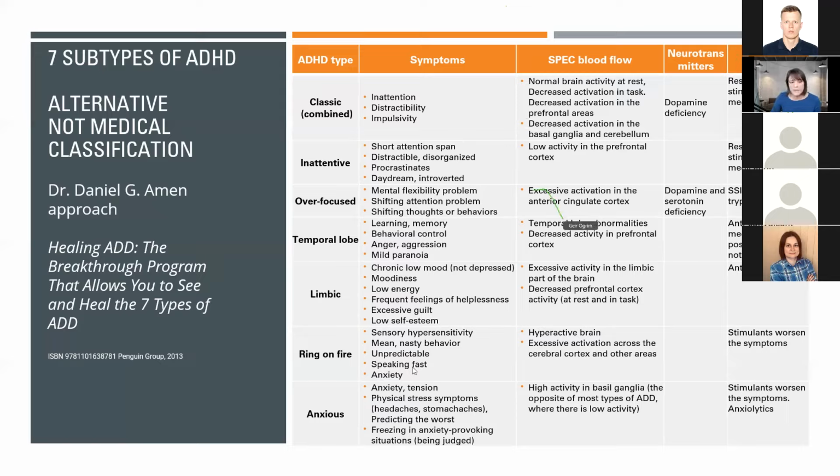Then there is the impulsive type, which can also be unpredictable and speaking fast, and they have like a hyperactive brain. And stimulants usually don't help them so much.